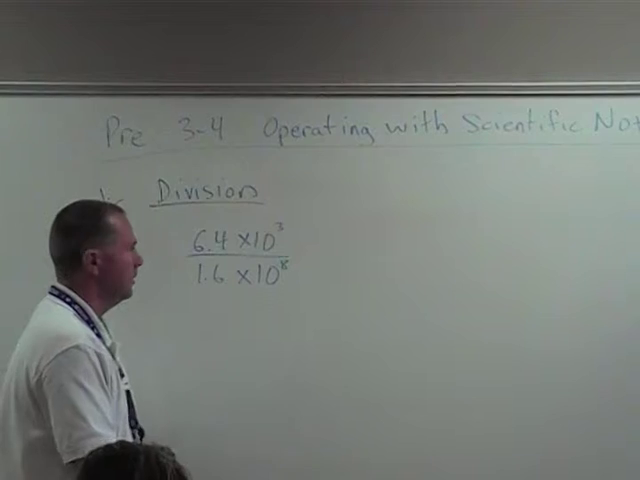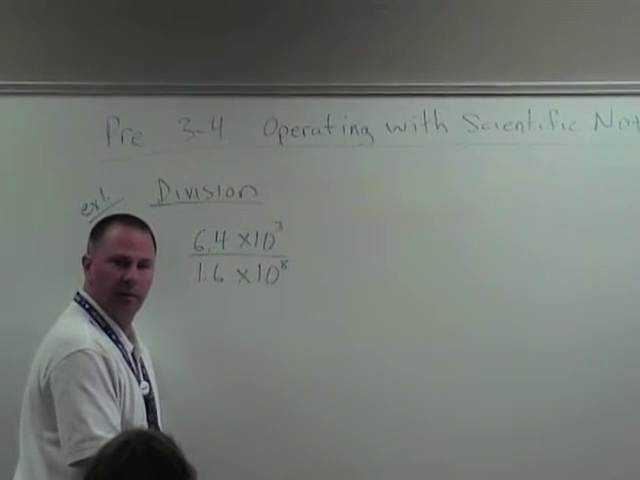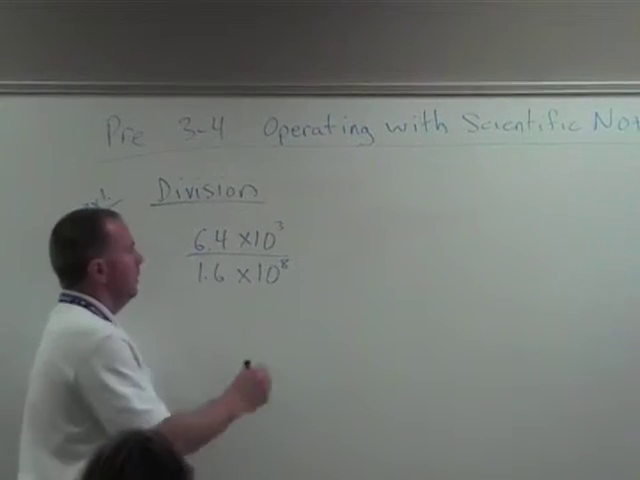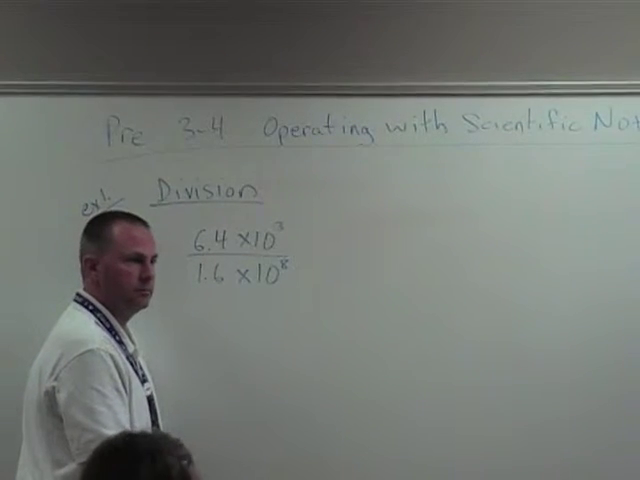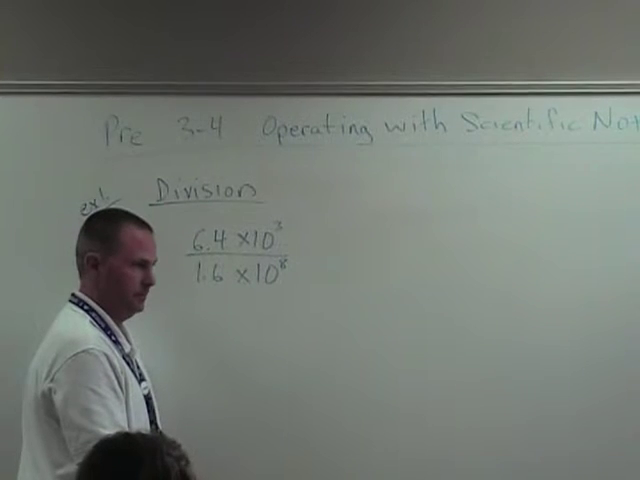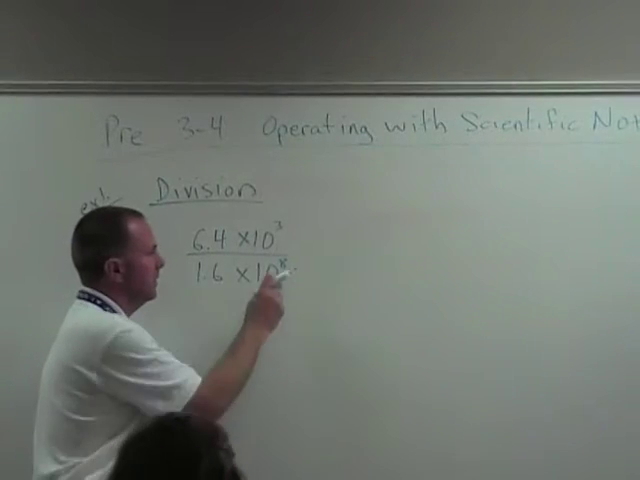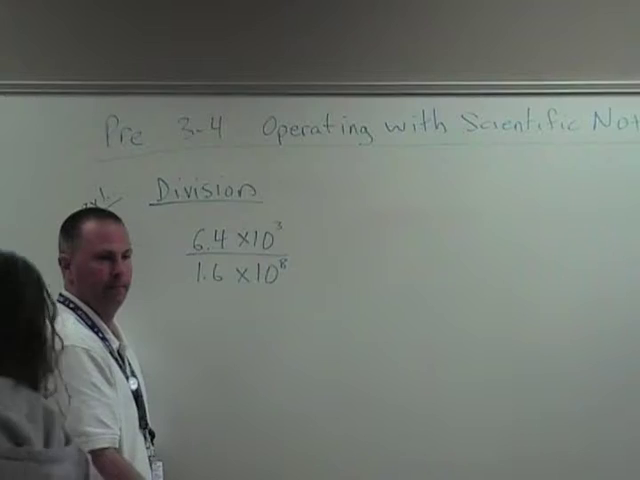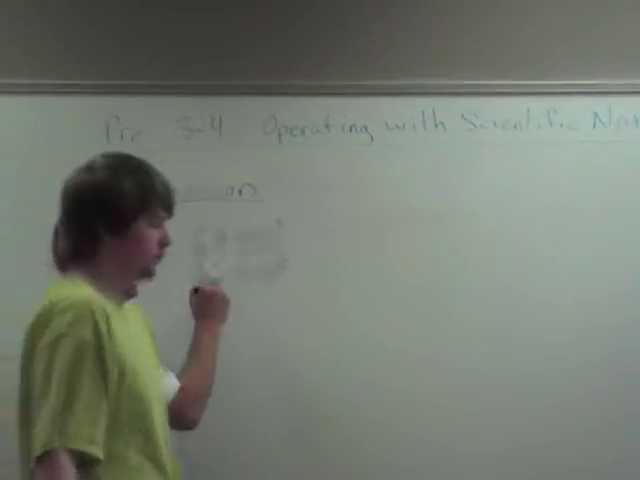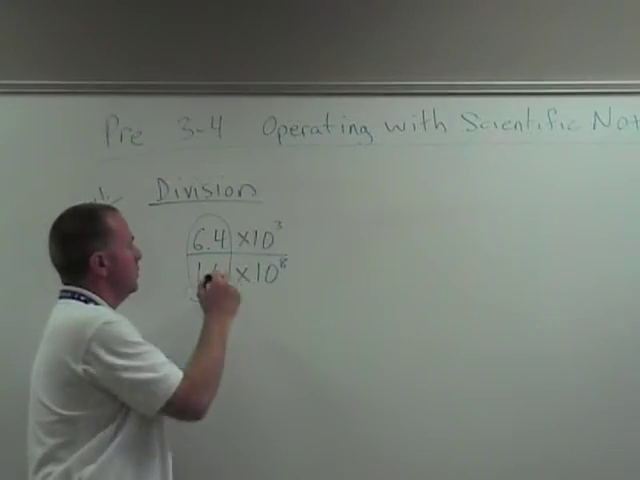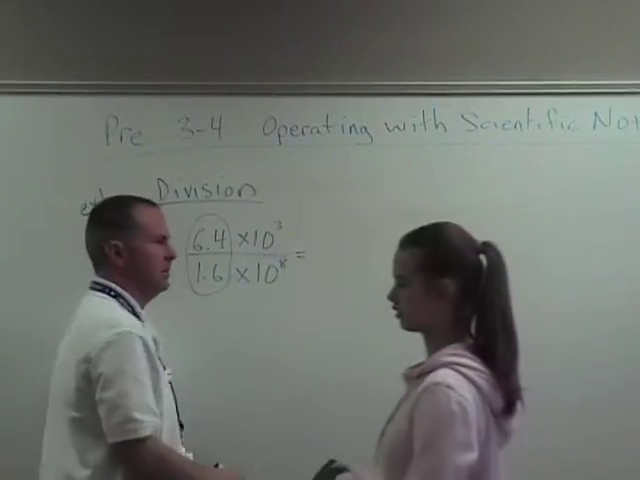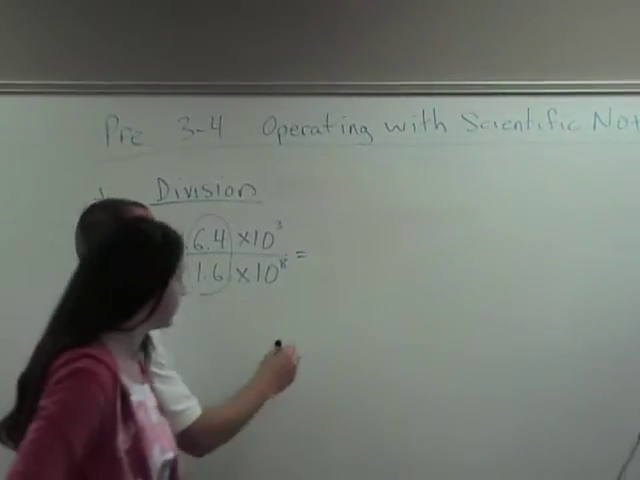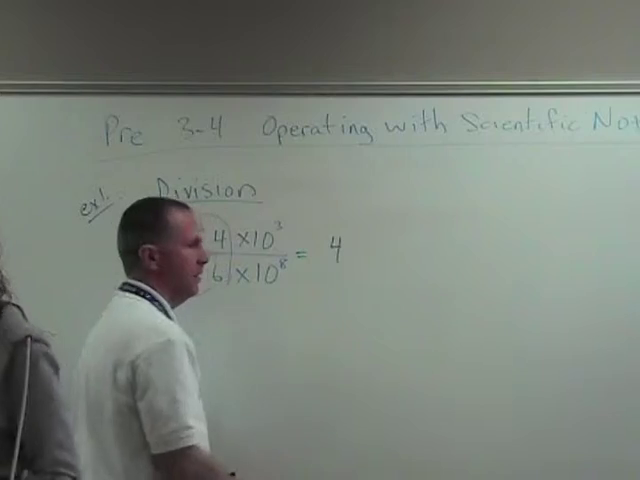Okay, so all you do is this. Everybody ready? Take your calculator if you need a calculator. This is a 3 here. That's an 8. Alright, so the first thing you do is you divide those two numbers, 6.4 divided by 1.6. What does that give you? Yeah, 4.